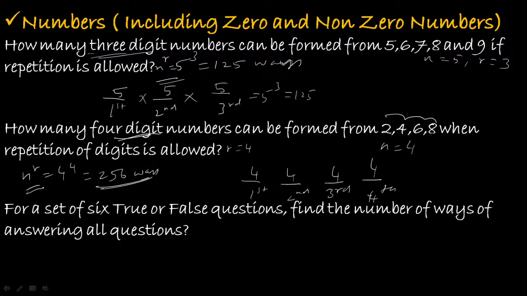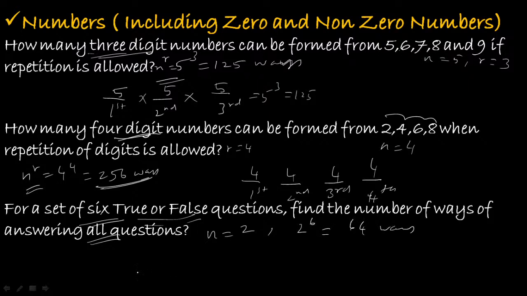Now next, for a set of 6 true or false questions, find the number of ways of answering all questions. So there are 2 possible answers, which are true or false. Am I right? So here n is equal to 2, and for a set of 6 true or false questions you get 2 power 6, that is 64 ways.